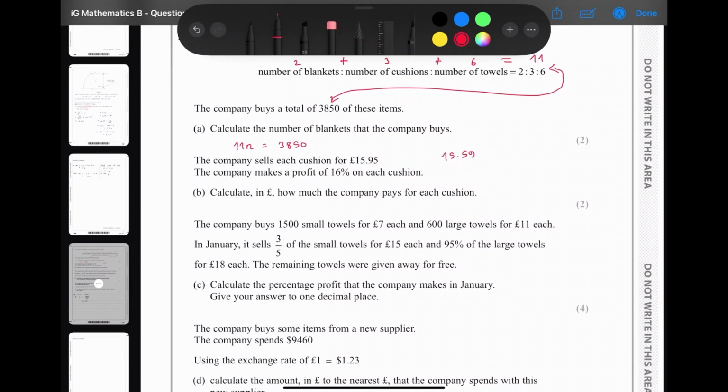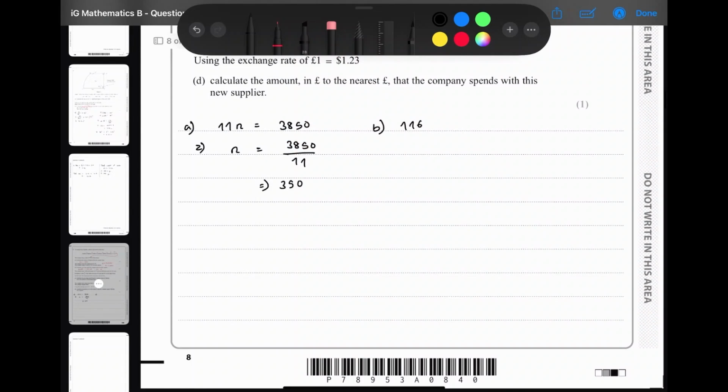We are given the selling cost of cushions and asked to calculate their costing. The selling price contains a 16% profit which will be included in the cost price as a whole. And we get 13.75 pounds as our answer.